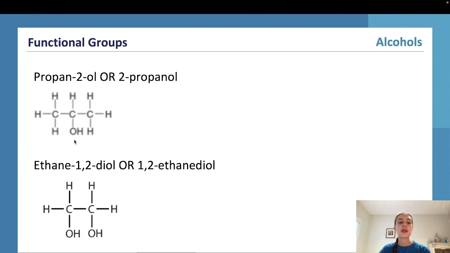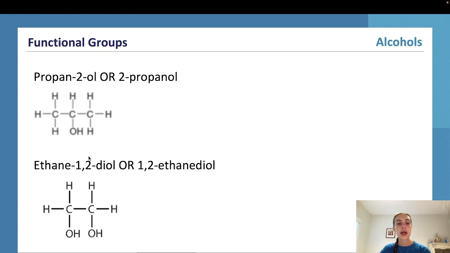When we look at this molecule, we can see that the reason it's called propan-2-ol is because we've got a propane chain, so 3 carbons along the carbon backbone. Then on the second carbon along, we've got a hydroxyl group as opposed to a hydrogen, and this is what makes this propan-2-ol. The 2 denotes that it's on the second carbon, and the ol suggests that it's a hydroxyl group.